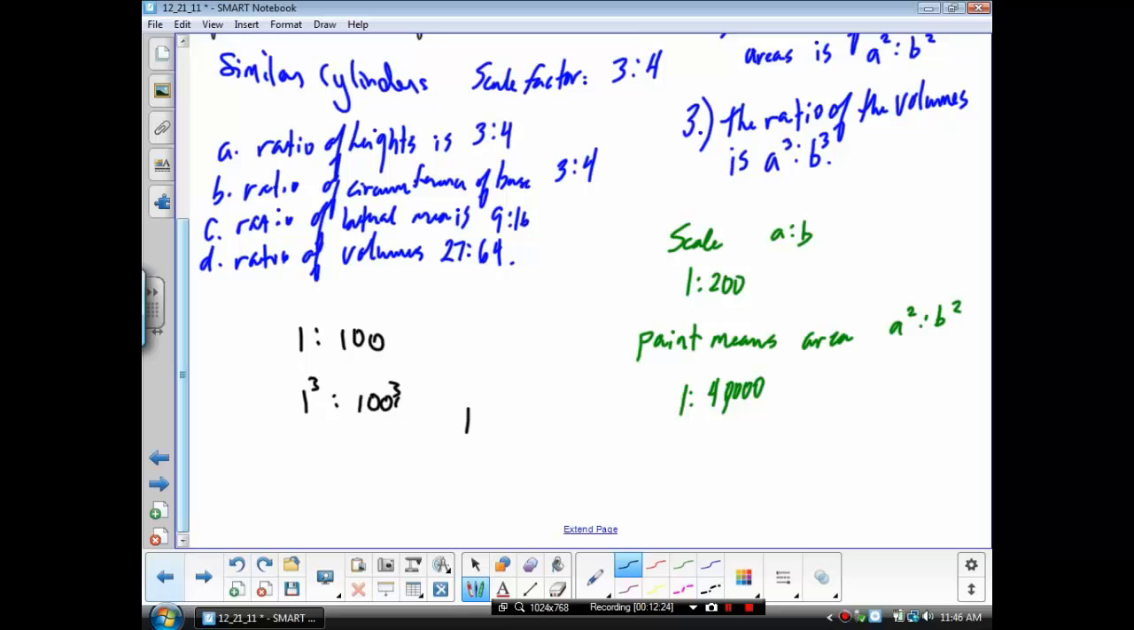What if we are changing from cubic feet to cubic yards? How many cubic feet are in a cubic yard? Well, there are 3 feet to 1 yard. So if we cube this, there's going to be 27 cubic feet to 1 cubic yard. So if you're going to change from cubic feet to cubic yards, you have to divide by 27. It's the same idea.